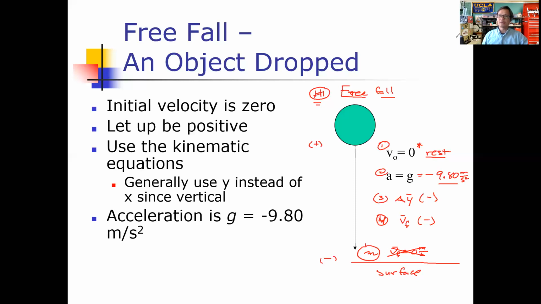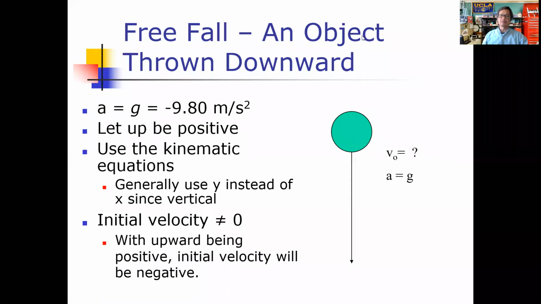Let's go ahead and take a look at the second type of free fall and what is characteristic of it. With free fall number two, we have an initial velocity that is not zero. So make sure you keep this in mind. The initial velocity here will not be equal to zero, which means we have to identify what that initial velocity is.